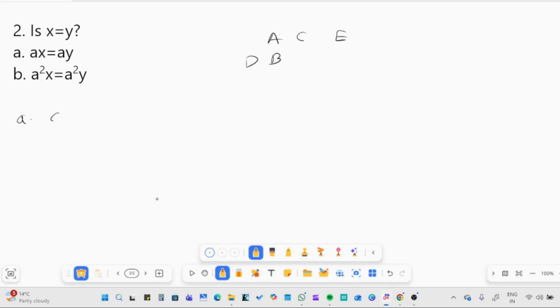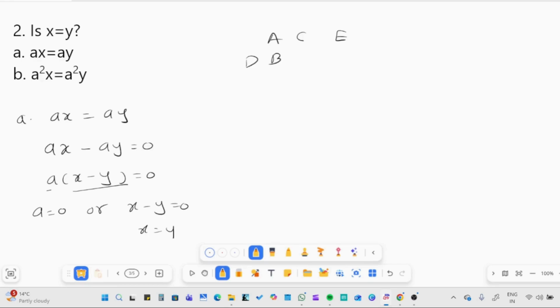The first statement says that ax is equal to ay. As you know, we cannot cancel the variables from either side unless we know its value. So we will be solving it like this. ax minus ay is equal to 0. Take a outside and I can write down a times x minus y equal to 0. Product of two numbers is 0. That means any one of them is 0. Either a is 0 or x minus y equal to 0. That means x is equal to y.